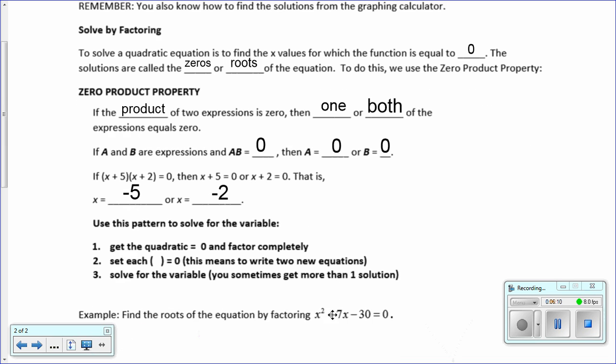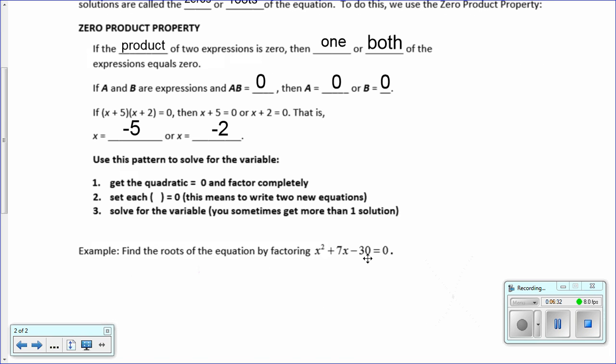So we use this pattern to solve for the variable. We get the quadratic to equal 0, and then factor it. Set each of the binomials equal to 0. So we write two new equations, which we did. And then we solve for the variable. And sometimes you get more than one solution. Sometimes you get no solution, like if you can't factor it at all.